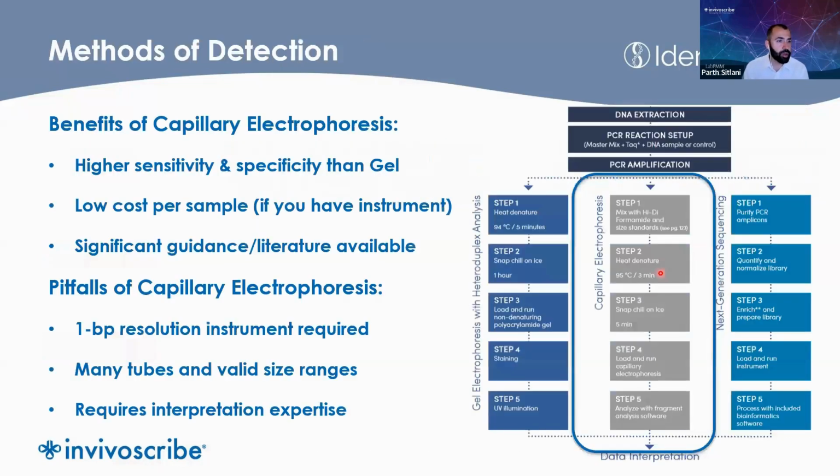So the benefits of capillary electrophoresis: we have much higher sensitivity and actually much better specificity than gel. It's a newer technology. The cost per sample is low on a per test basis, and the turnaround time is quite fast, but it does assume that you have the instrument in place already. So this is single base pair resolution instruments such as ABI SeqStudio, ABI 3500, ABI 3730.